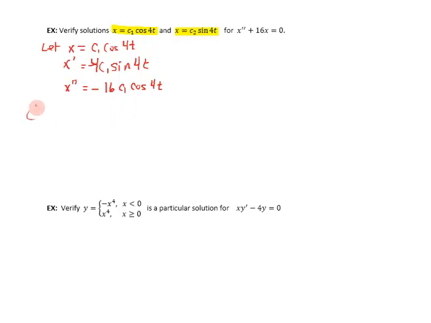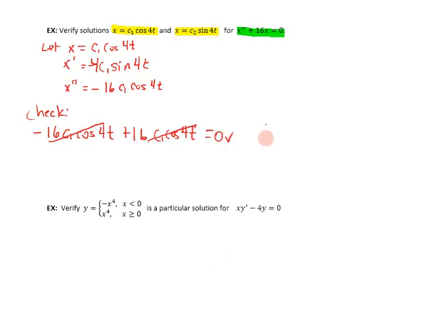Now check. Plug that into this equation: x double prime, which is negative 16 c1 cosine of 4t, plus 16 times the original x, which was c1 cosine of 4t. Notice they cancel, and what do you get? 0. Checks.